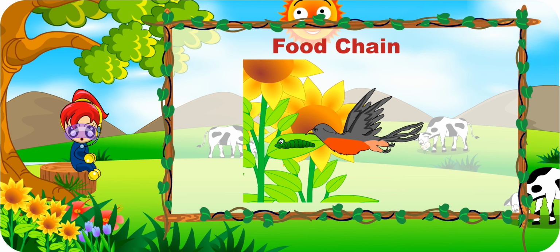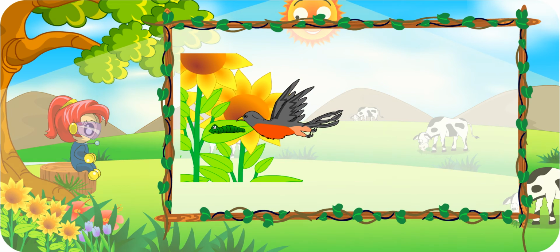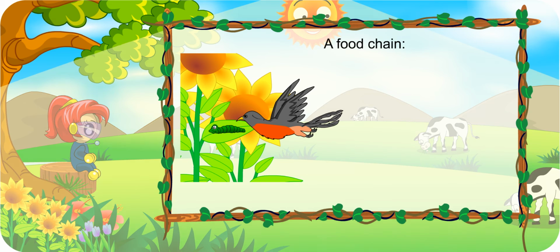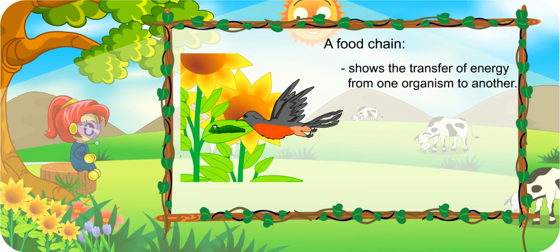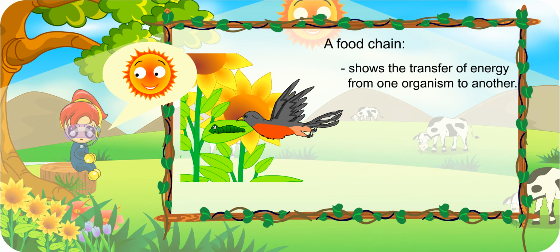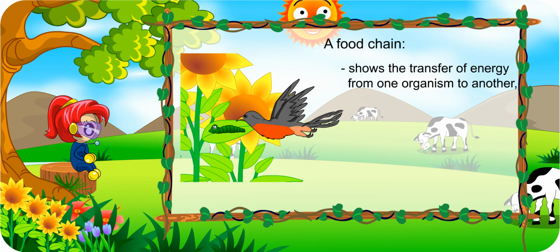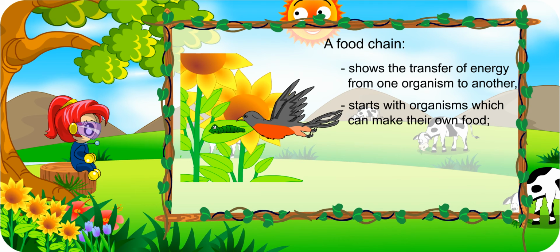Yes, I do. The caterpillar ate the leaves of a plant, after which a robin ate the caterpillar. This transfer of energy from one organism to another is called a food chain. What about the sun? It is not shown in the food chain. Why is that so? A food chain starts with organisms which can make their own food.